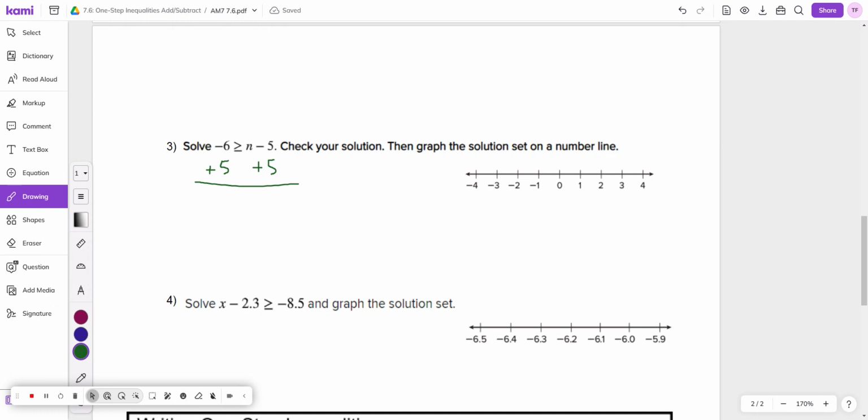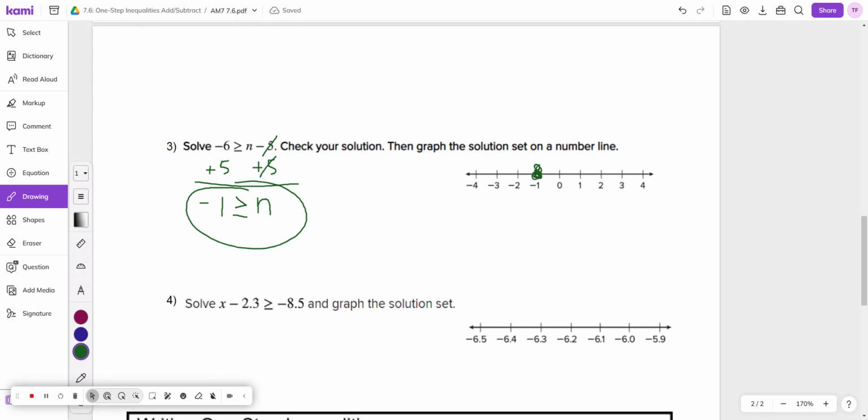Okay, so negative 6 plus 5, different signs, subtract. The larger absolute value comes from the negative, so my solution is negative 1. Bring down my inequality symbol, and then, of course, my 5's cancel out, leaving me with just n. There's my solution. Now, when I need to put a dot or a circle at negative 1, since it's greater than or equal to, that means I'm going to put a closed circle.